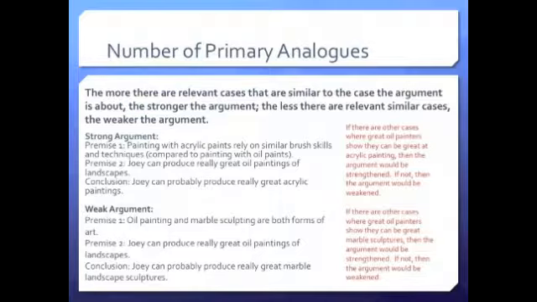Having greater cases of primary analogs will help strengthen the argument. The reason why having a greater number of primary analogs increases the strength of the analogical argument is because the primary analogs increase the probability that the similarities noted in the argument are actually able to support the inference from the premises to the conclusion. In other words, the fact that there are a lot of people that are great oil painters as well as great acrylic painters seems to suggest that it's probable that the reason why they have this correlation may be due to the fact that both oil painting and acrylic painting rely on similar brush skills and techniques.